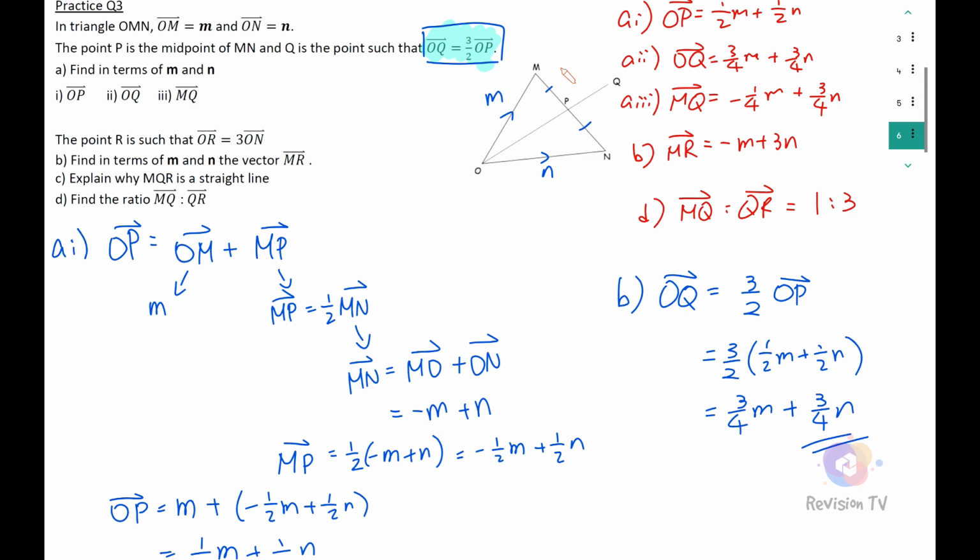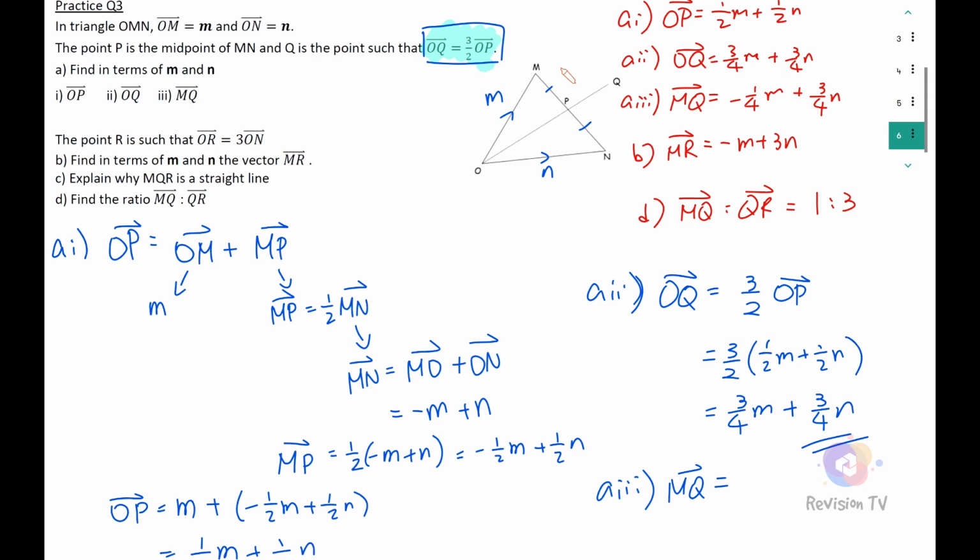Part 3, I don't mean part B, sorry, I mean part A part 3. What's MQ? Well, MQ, we develop a route from M to Q. Now there are different ways. You can go from M to P and then P to Q. The thing is, you have to think a step ahead. Do you know PQ?